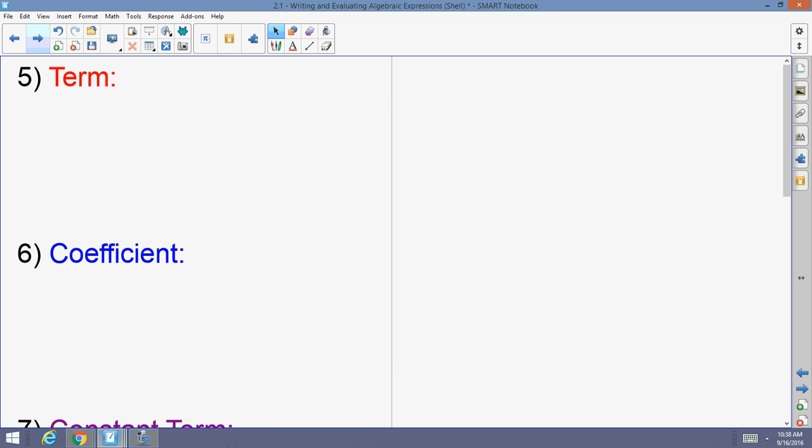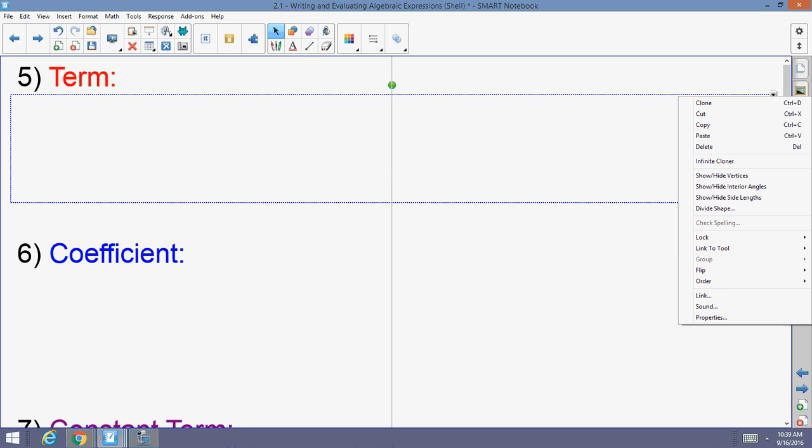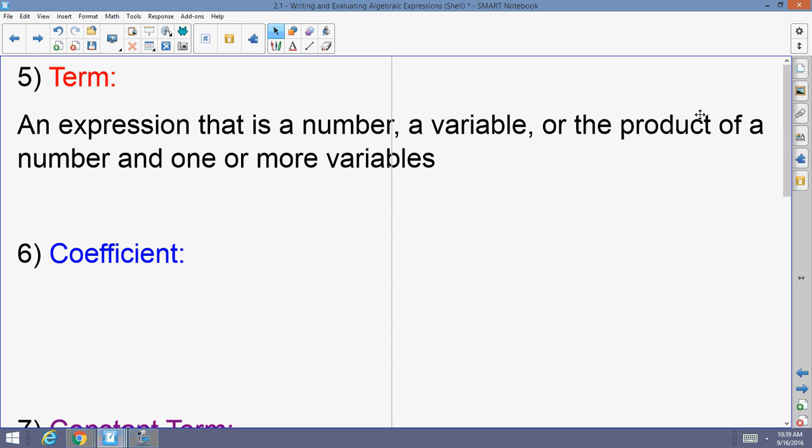Next, term. This is probably the most important vocab of the day because we're going to be working with terms for the rest of the year. A term is an expression that is a number, a variable, or the product of a number and one or more variables. So a term is 4, that's a number. A variable, z, or the product of numbers and/or variables.